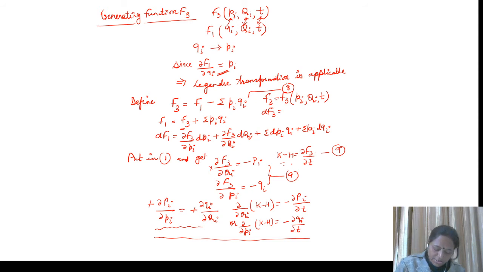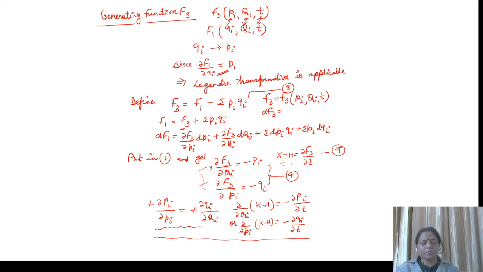So this is the easy way. Either you show that this type of equations are satisfied, or you show this type of relation, because to show that these equations are satisfied, you will need a generating function. Suppose you do not have a generating function, you just have the transformation equations, then one way is that first you find the generating function, and if the generating function exists, you say yes, it is okay, the transformation is canonical. That means you prove the condition of exactness.